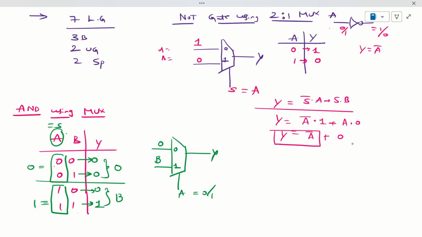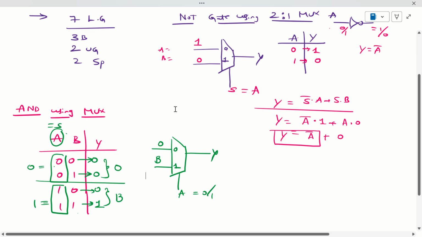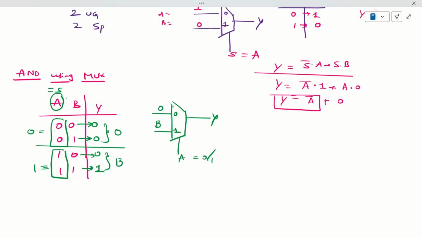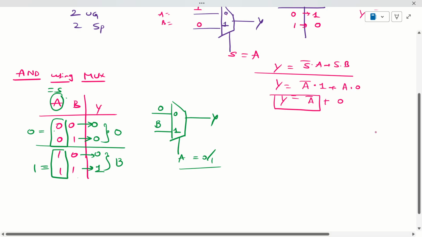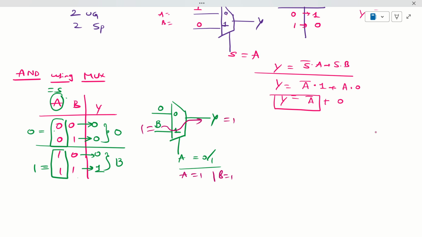So this is the way you can design the AND gate by using a 2:1 multiplexer. Let me check whether my design is working. I am taking A equal to 1 and B equal to 1. When A equals 1, only B is transferred to Y. Right now, what is Y? 1. That's why the output is 1.